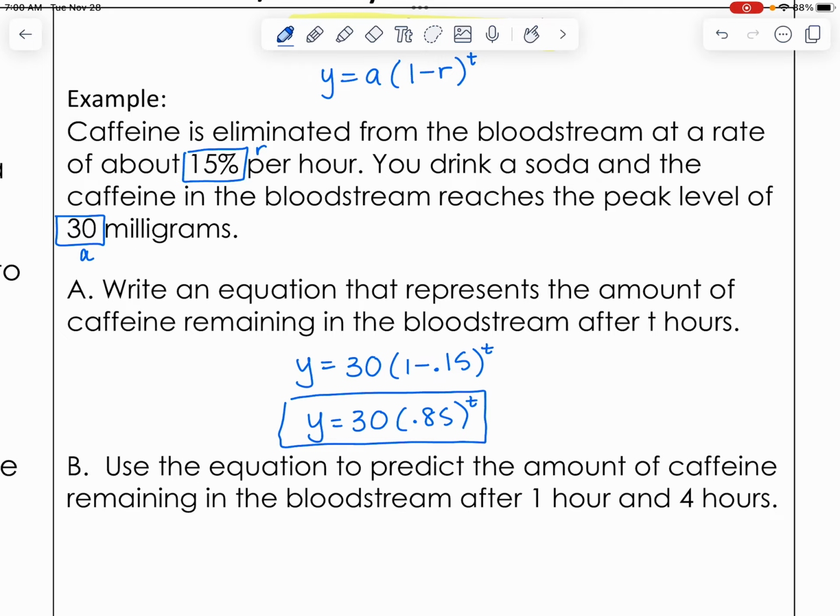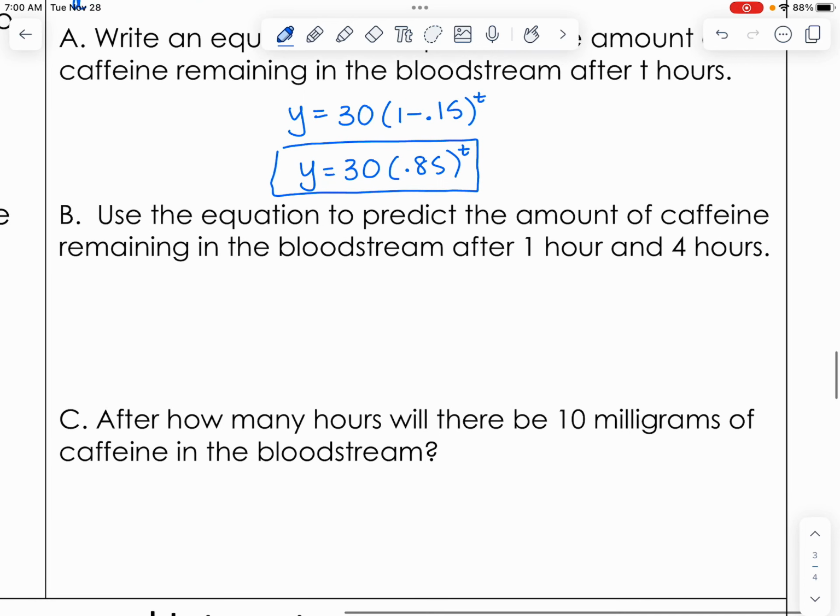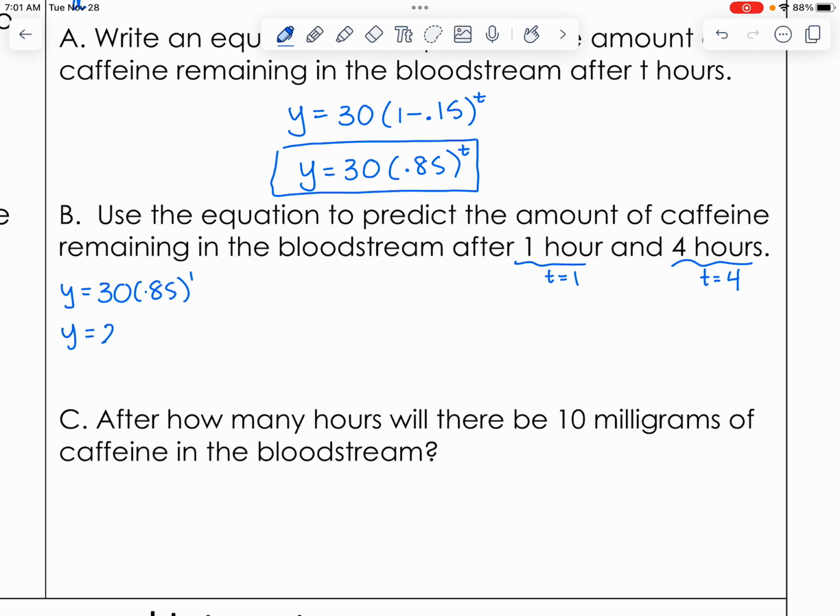There's the formula. All right, in B, use the equation to predict the amount of caffeine remaining in the bloodstream after 1 hour and 4 hours. So this is asking us to do this problem twice, once for t equals 1 and once for t equals 4. So we're going to start with t equals 1. We've got y equals 30 times 0.85 to the first power. Plugging that in, I find that after 1 hour, you will have 25.5 milligrams of caffeine still in your system.